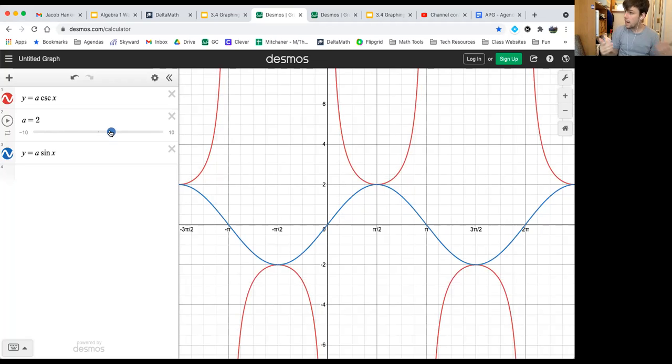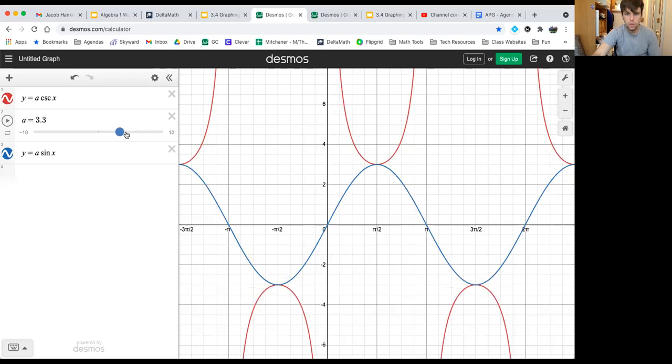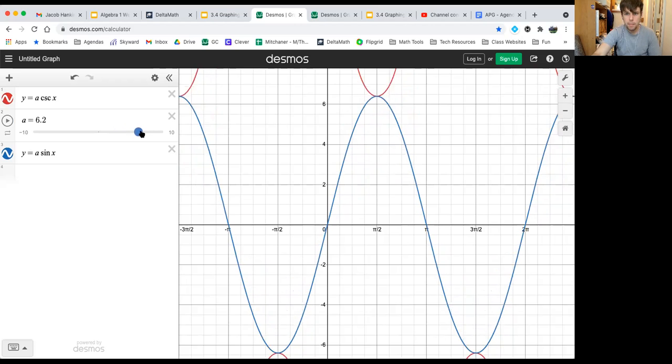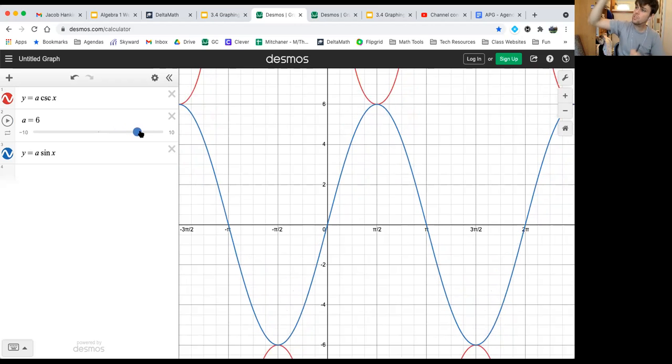Well, obviously we know how that affects the sine graph, right? It stretches it up. It does the same thing, it just shifts our cosecant graph upward a little bit. Kind of cool. It still stays connected there, no matter what we do with this amplitude, right? If we make it a big positive number, that just means our sine graph's going to be bigger, and it's just going to shift everything upward for us.